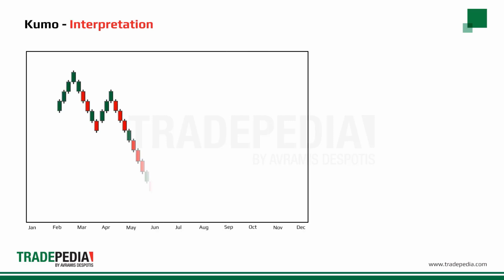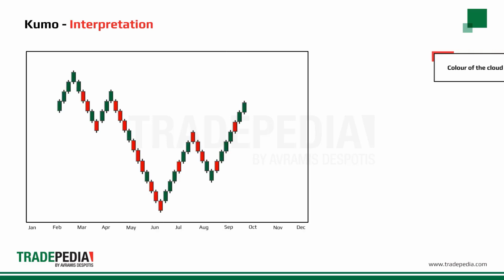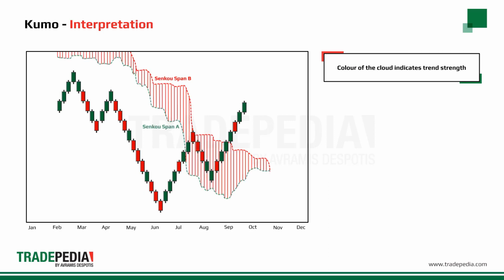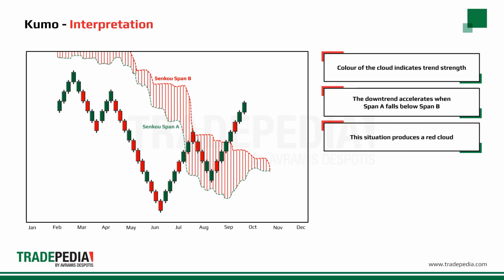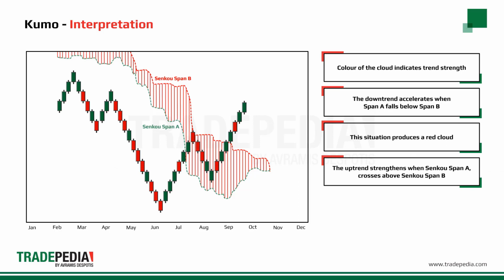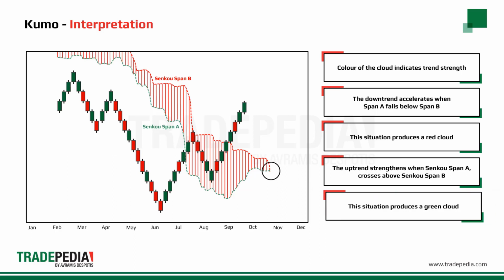The second interpretation of the Kumo is based on the color of the Kumo, which gives an indication about the strength of the trend. The downward trend accelerates when the Senkou span A, the green cloud line, falls below the Senkou span B, the red cloud line. This situation produces a red cloud. The uptrend strengthens when the Senkou span A, the green cloud line, crosses above the Senkou span B, the red cloud line. This situation produces a green cloud. Because the cloud is shifted forward 26 days, it also provides a glimpse of future supports or resistances.